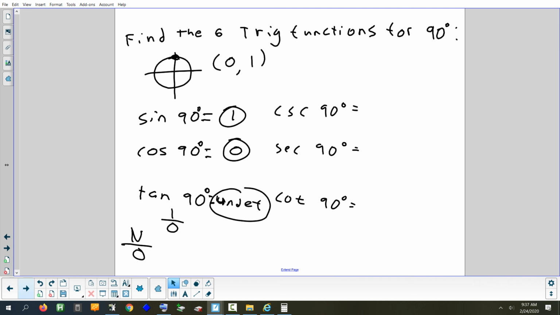Undefined. I see. You cannot divide by 0. All right. How about Anna? What would be my cosecant?